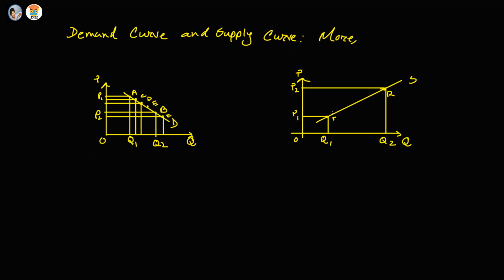Just like demand curve, there are numerous points on the supply curve. Each and every point shows quantity supplied at a specific price. Now, both demand curve and supply curve can be non-linear.